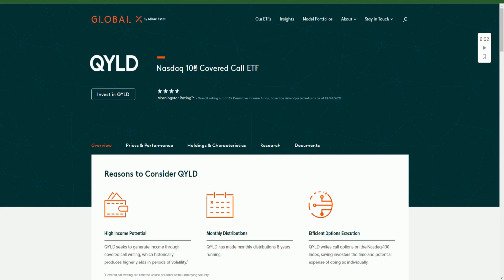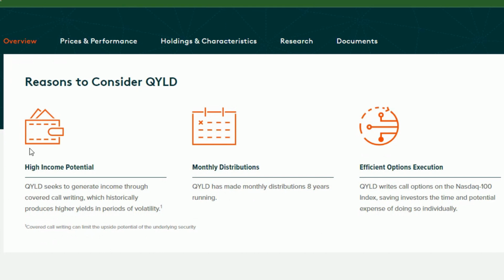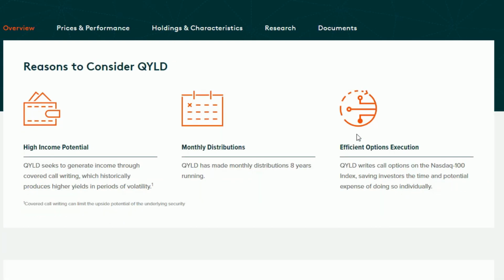This is Qyld's website page. It is Global X's NASDAQ 100 covered call ETF. The reasons to consider Qyld: it has a high income potential. It has monthly distributions, or monthly dividend yields. They claim they are very efficient with their options execution.